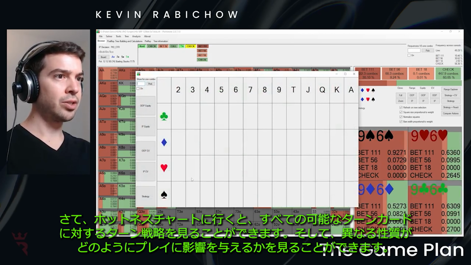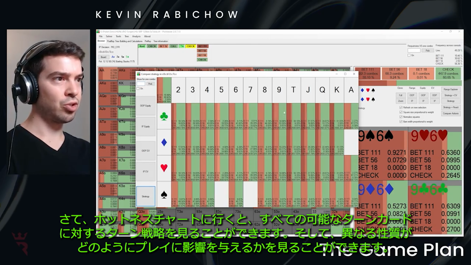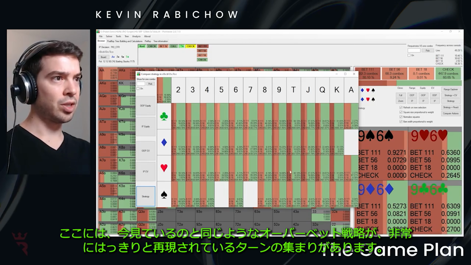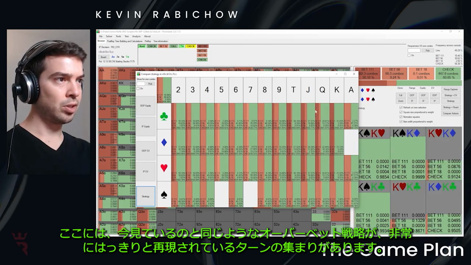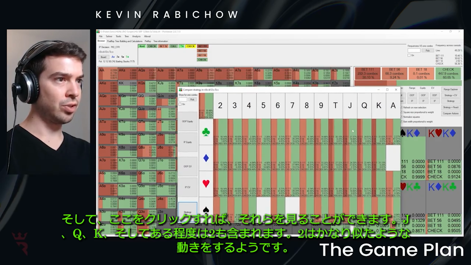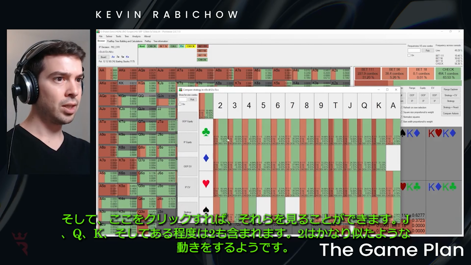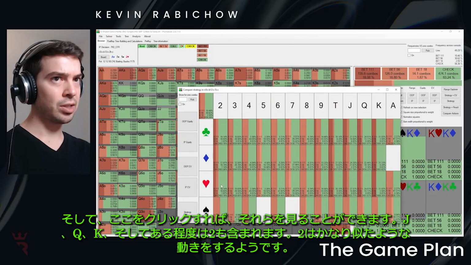Now, if we go to the hotness chart, we could just see the turn strategy for all possible turn cards, and we can see how different properties might affect the way that we play. So there's a cluster of turns here where I'm seeing the overbet strategy that is similar to what we're looking at right now, being very clearly replicated. And I can just click through them here. That's going to be the jack, the queen, the king, and also the deuce to some extent. The deuce seems to act pretty similarly.